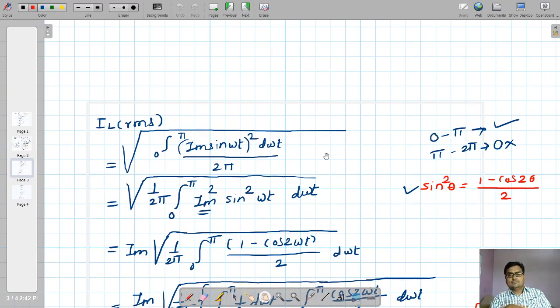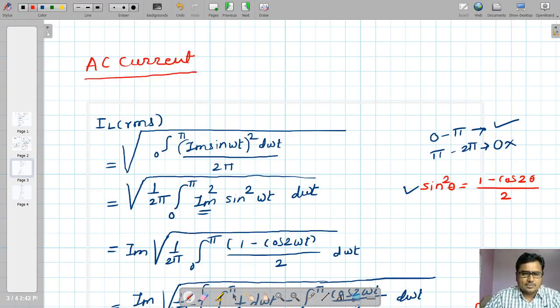Here also, in the case of the full wave rectifier, we have followed DC current, DC voltage, DC power. Now it's time to calculate AC current, AC voltage and AC power. So let's start with AC current. Look at this. This is AC current, and this is the equation of AC current we have derived in the case of the half wave rectifier.